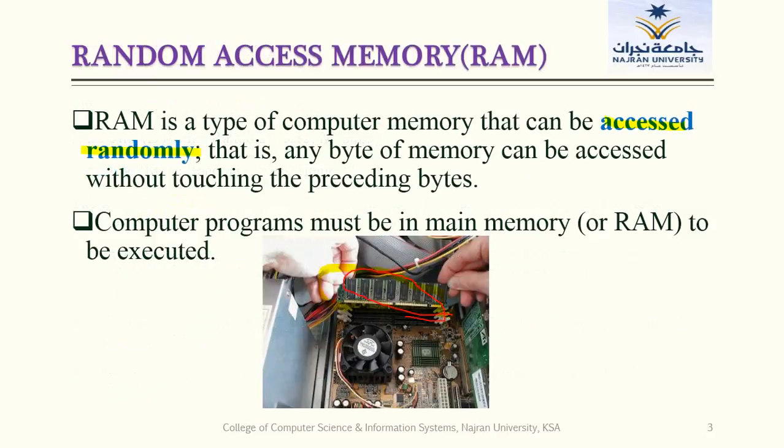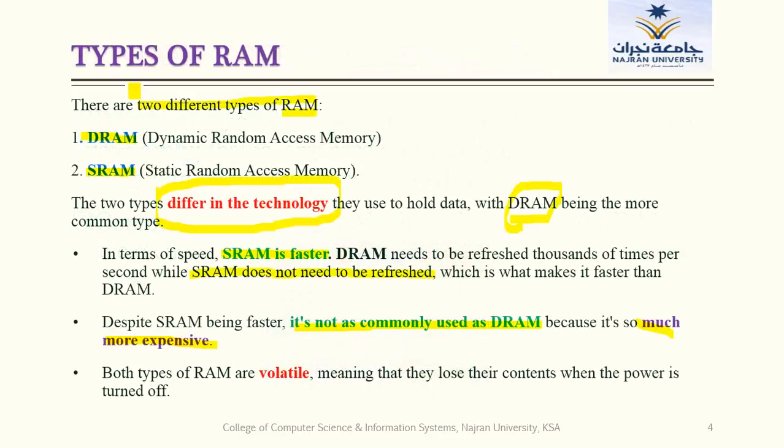So what we have seen: RAM is a type of computer memory that can be accessed randomly. If we want to execute any program, the program must be in RAM. And then we have seen the types of RAM, SRAM and DRAM. They have different technology to store data, and there are some differences: SRAM is faster than DRAM, DRAM is cheaper than SRAM, and both are volatile.